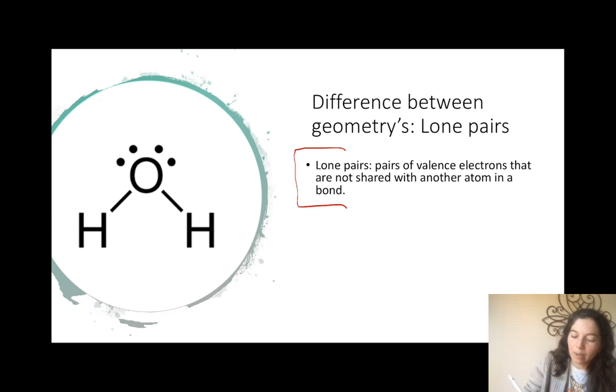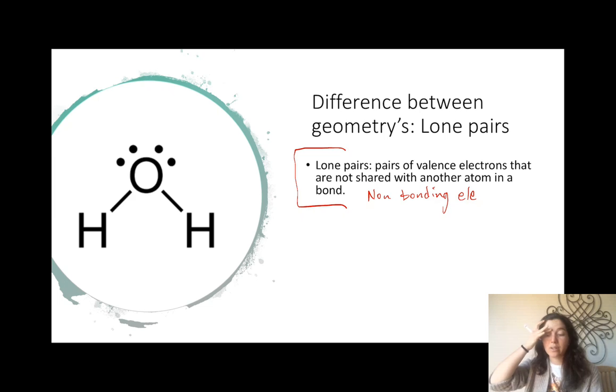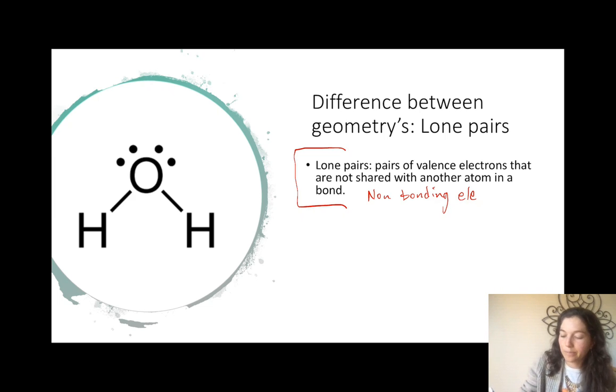Okay, so these are non-bonding electrons. That is the definition that we described. Same thing, they're pairs of valence electrons that are not shared with another atom. That's the same thing as non-bonding electrons.